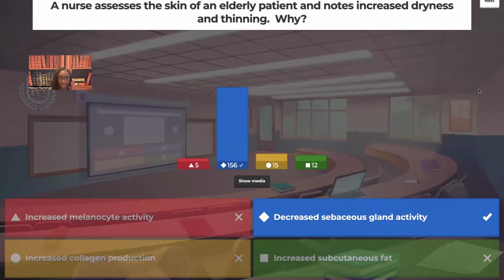Very good. Decreased sebaceous gland activity. So, guys, with aging, you're going to see decreased sebaceous gland activity, and that leads to dryness and just that skin being much more fragile, which puts that patient at increased risk for skin tears. Okay. It puts that patient at increased risk for pressure ulcers. So, you need to know that.